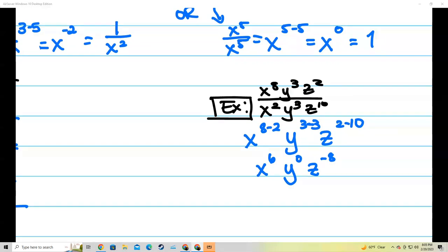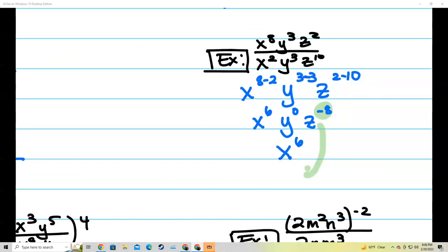I do notice that I have this negative exponent power here, which means this thing is going to go to the bottom. So on the top, what do I have? I have an x to the 6. The y to the 0 goes away. And then that z to the negative 8, I'm going to push it to the bottom of my fraction. And when I do that, it becomes a positive exponent. So it's going to be over z to the 8th. And that is my final answer.